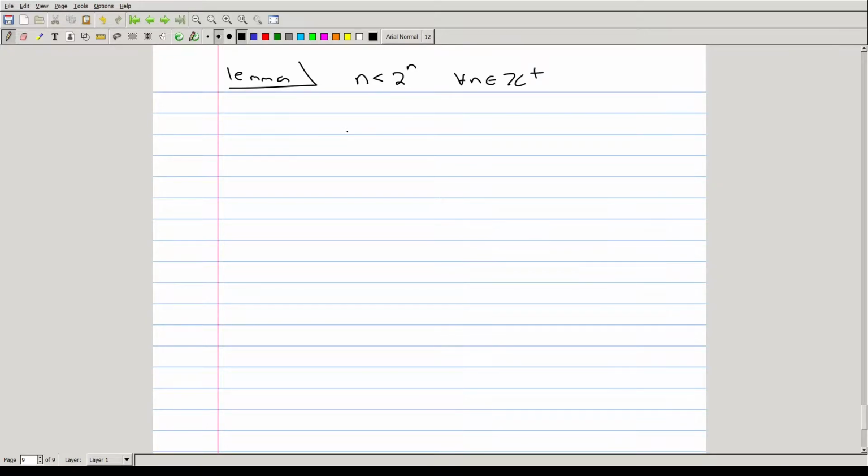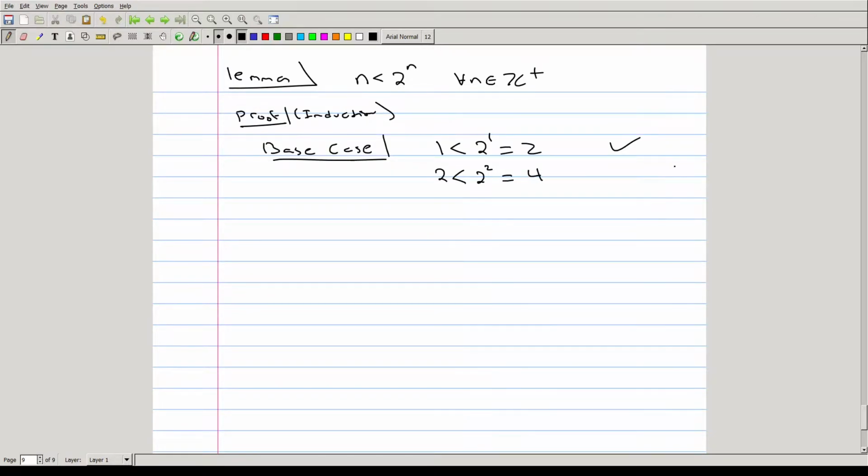And we'll start with the first statement. We're going to do this as a proof by induction here. If we start with our base case, this is to show that 1 is strictly less than 2 to the 1, which is just equal to 2. So this holds. You can also show that 2 is strictly less than 2 squared, which is 4. So this holds, and so on and so forth.